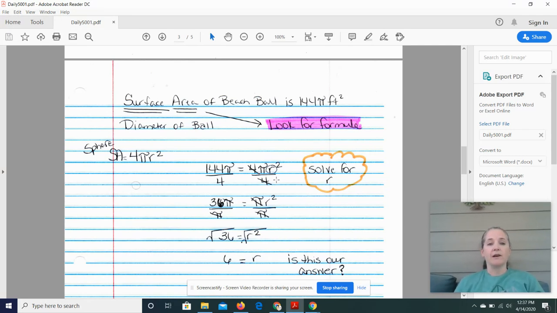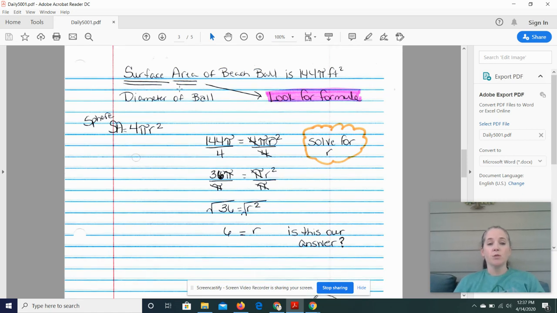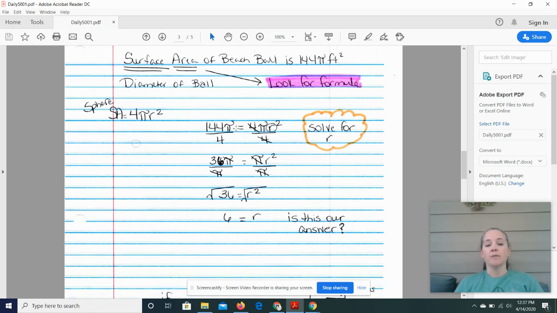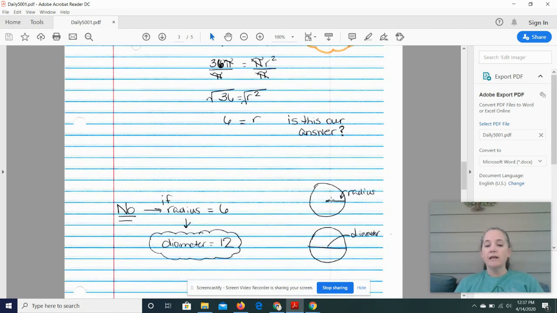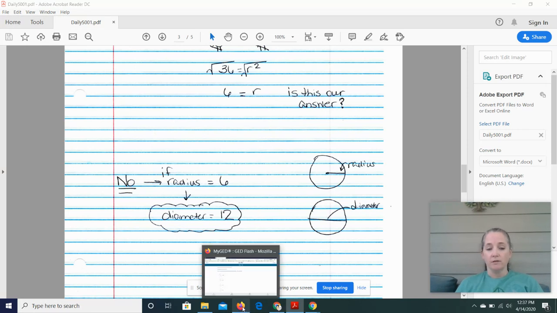So are we done? Is that our answer? What do y'all think? Okay, so it's not our answer because the question was, what is the diameter of the ball? And remember, the radius of a circle is halfway across. The diameter is all the way across. So to find the diameter, we need to multiply that radius by 2. So the diameter of the circle would actually be 12.